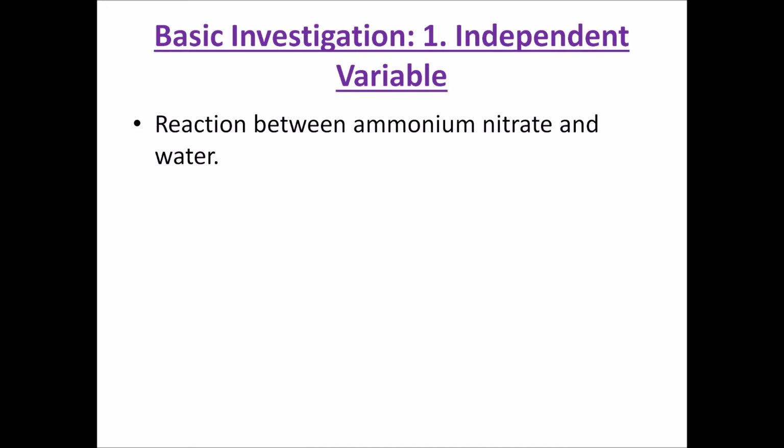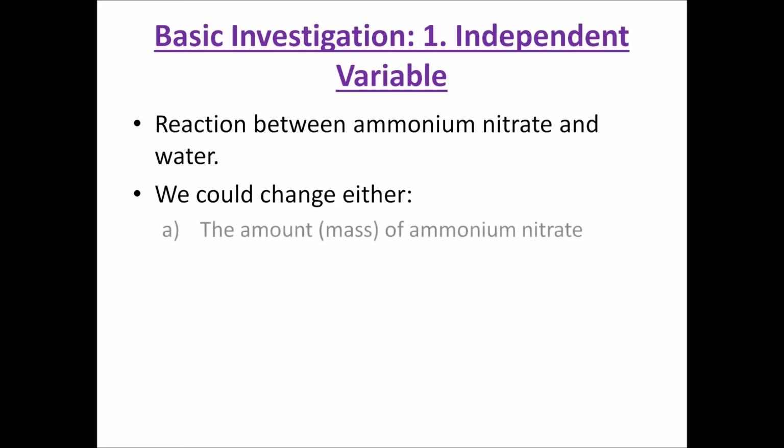So, independent variable. We've got the reaction. With ammonium nitrate, we could change one of two things here really, because the ammonium nitrate is a powder, we can't change the concentration, and water is water, again we can't change the concentration. So what we'll be really looking at changing is either the amount or mass of ammonium nitrate, or the volume of water, the amount of water. For the purpose of going through this PowerPoint, I'm going to stick with the volume of water. However, both are equally valid. You could do either of them.